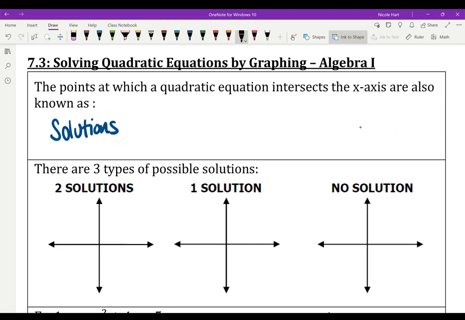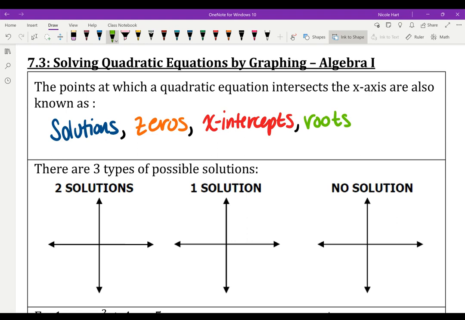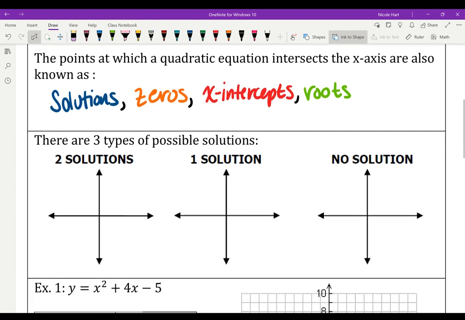What we want to remember is that our solutions are also known as zeros, as the x-intercepts, and also as roots. These all refer to the same thing. The point in which our quadratic equations or functions intersect the x-axis are our solutions. So we're going to look for anytime it crosses the x-axis.